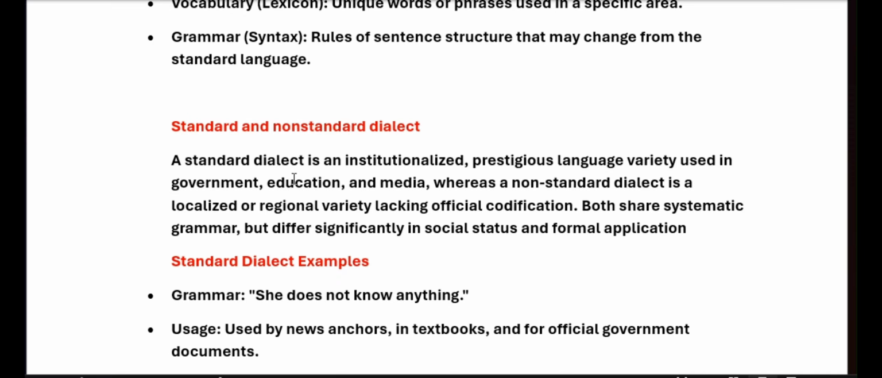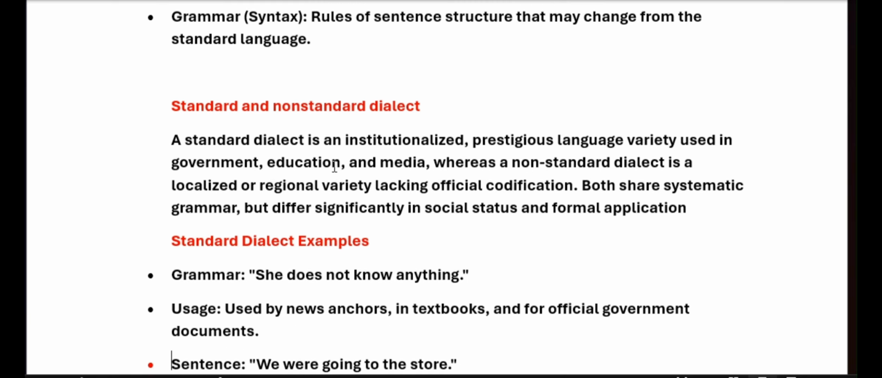So there are two dialects: standard dialect and non-standard dialect. Standard dialect is basically an institutionalized, prestigious language variety used in government, education, and media. The English that is used for educational purposes and officially in government is the standard dialect. And the non-standard dialect is a localized or regional variety lacking official codification. Non-standard dialect can be local and it can differ from region to region.